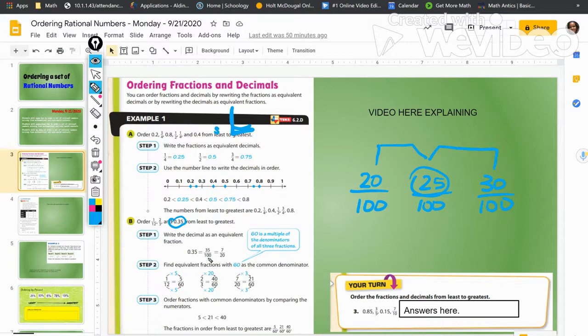Then we're going to reduce that fraction. We reduced by dividing by 5. 35 divided by 5 is 7, and 100 divided by 5 is 20. Then I found a common multiple between 12, 3, and 20, which is 60. 12 times 5 is 60, 3 times 20 is 60, and 20 times 3 is 60. So whatever I do to my bottom fraction, I have to do to the top. I got my new numerators, 5, 21, and 40, and I ordered it from least to greatest.